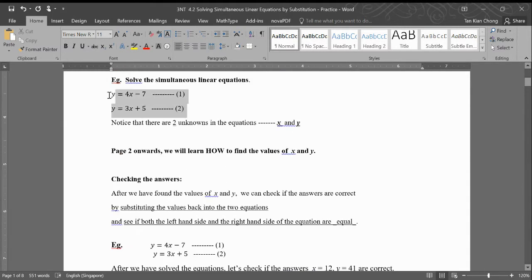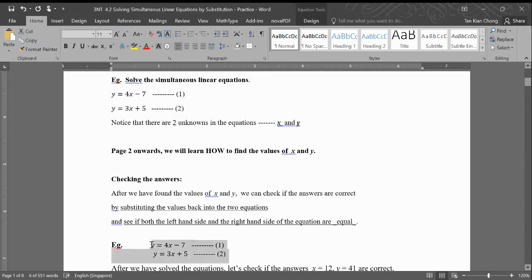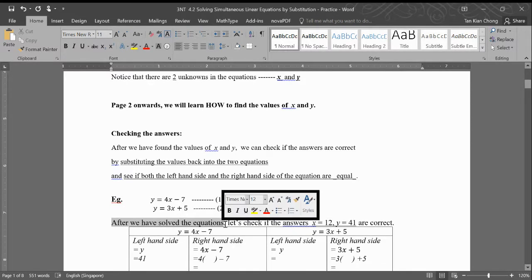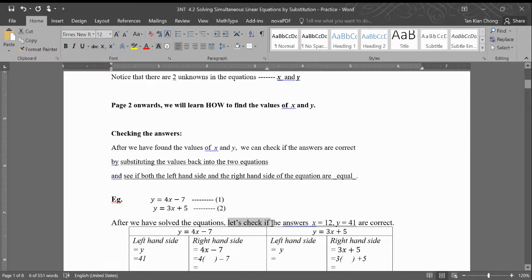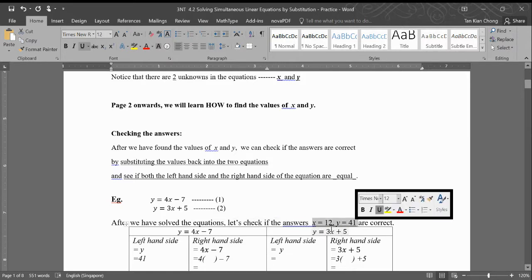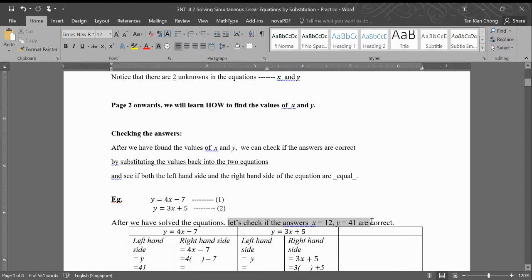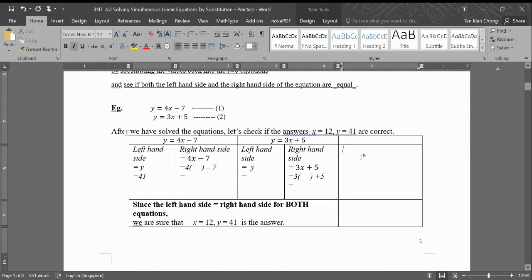So I'm going to use the same example here. Given the two equations, y equals to 4x minus 7 and y equals to 3x plus 5. Now let's say we have solved the question, and we are going to check if our answers are correct. I've done some calculation on my own and I found the answers to be x equals to 12 and y equals to 41. Yes, there must be two answers, one answer for x and one answer for y. Now, we want to check if these answers are correct. How do we do that?